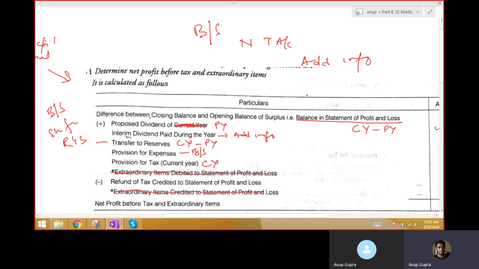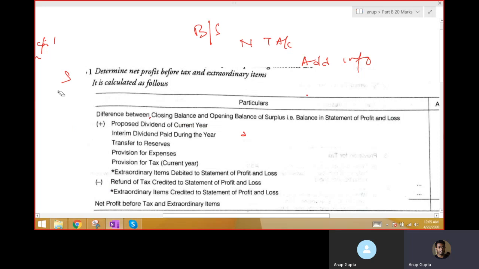Extraordinary items, and only one thing has to be subtracted, that is refund of tax. Which means that you have paid a tax of X amount, and then the government later found that you have paid excess and then they refund it to you. That will be subtracted here. This we have studied in the previous video. So today we will do step B.